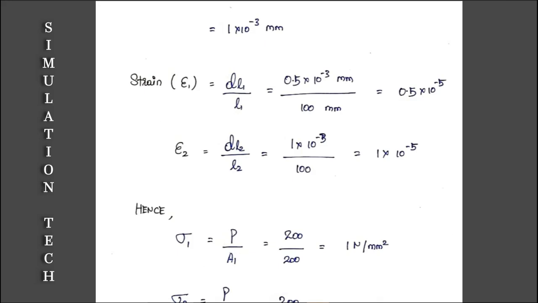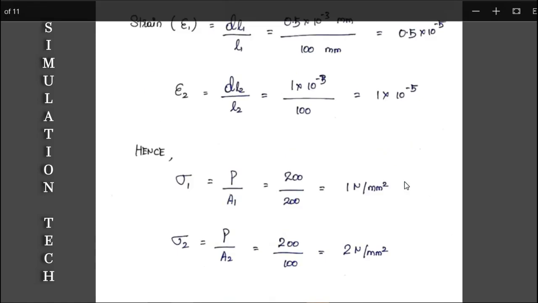What is the unit of strain? Is there any unit for strain? Strain has no unit. Why does strain have no unit? Because the mm and mm will cancel each other, right? So that's why strain has no unit.